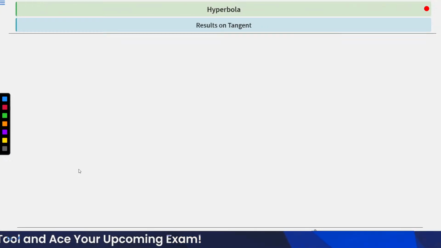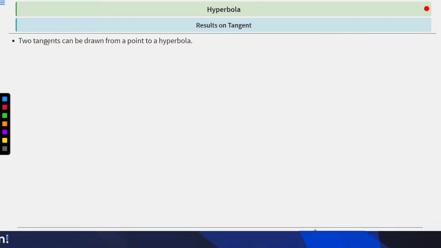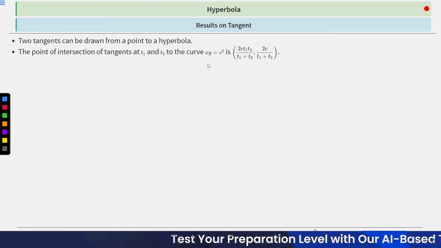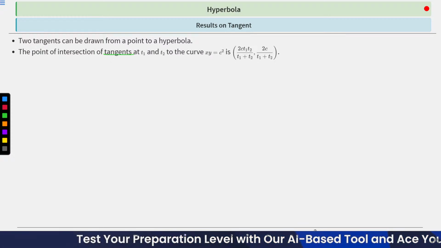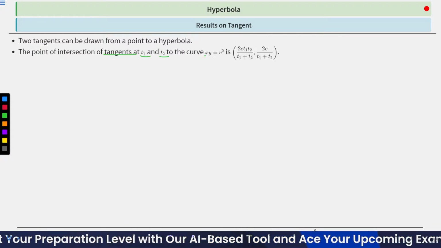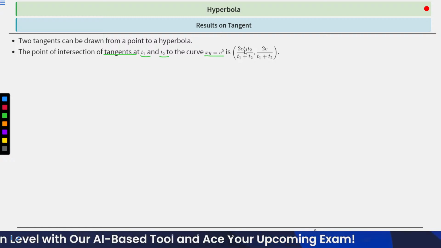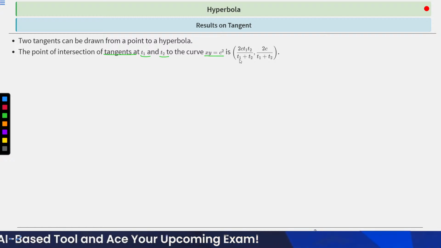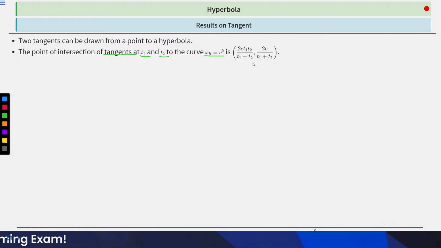Now some more results on tangent. Two tangents can be drawn from a point to a hyperbola. The point of intersection of tangents t1 and t2 to the curve xy is equal to c square is (2c t1 t2 divided by t1 plus t2, comma, 2c divided by t1 plus t2).